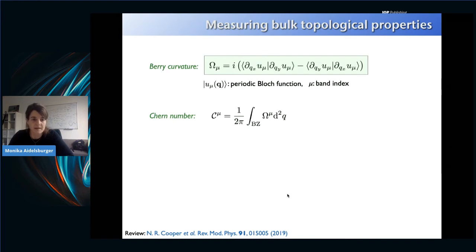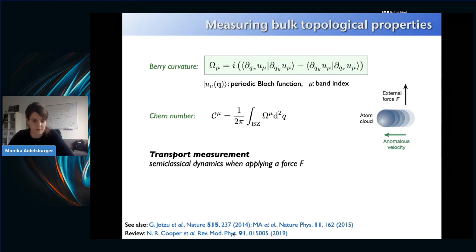And just as a quick reminder of how the topological properties are defined, here's the definition of the Berry curvature, which is defined as the winding of the cell periodic Bloch functions across the Brillouin zone. And the integral over the Berry curvature then defines the Chern number of a certain band. And here mu is the band index of a particular band. There's a variety of different methods that have been developed over the past years in order to extract these topological properties and geometric properties also of driven band structures, and you can find them in this review paper. Here I just want to discuss briefly the technique that we have been using.